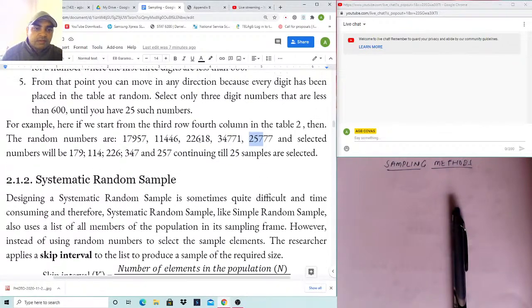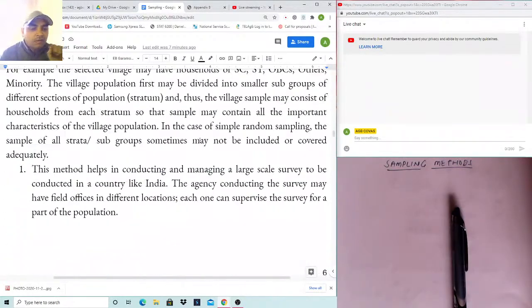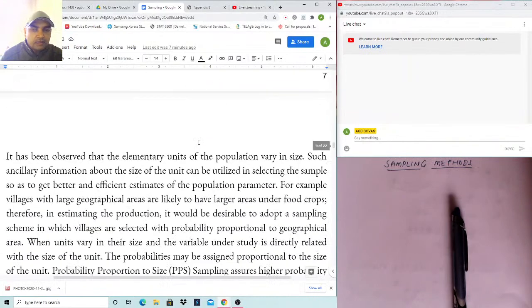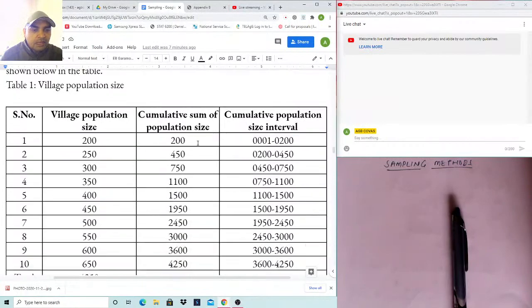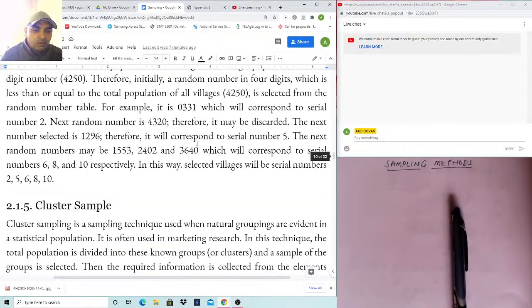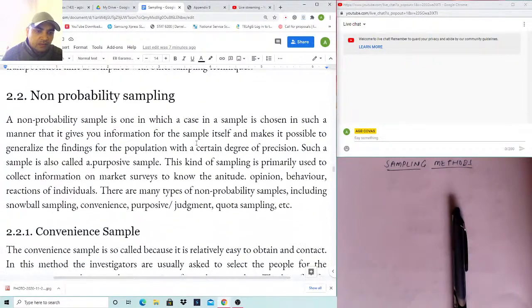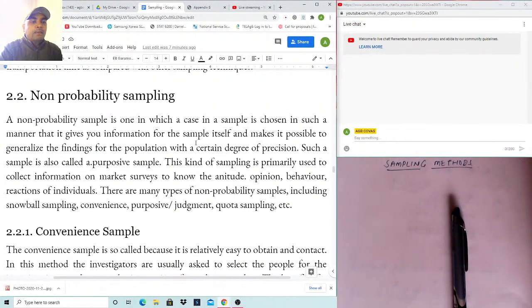So that was left from yesterday, and I have included it. Now we have completed probability sampling, and now we will be moving on to the non-probability sampling methods. So starting with non-probability sampling.